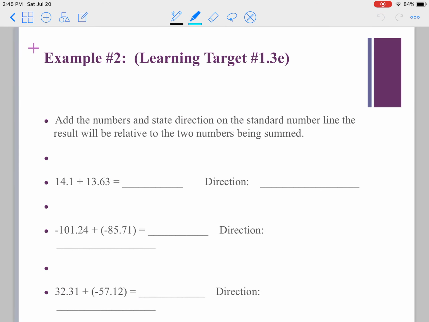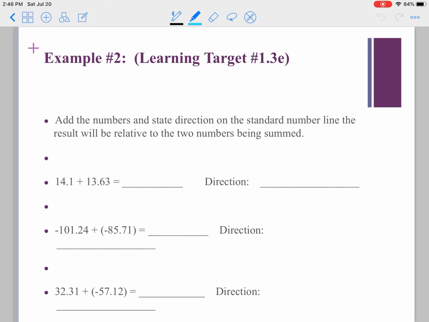Example number 2. So this is going to highlight learning target number 1.3e. And so we're going to add the numbers and state the direction on the standard number line. The result will be relative to the two numbers being summed. And so when we look at the first example, so take a moment, and I'm going to let you hit pause if you have not done so already, and complete this example, and then I'll work through it with you.